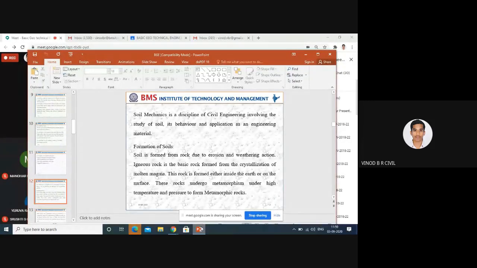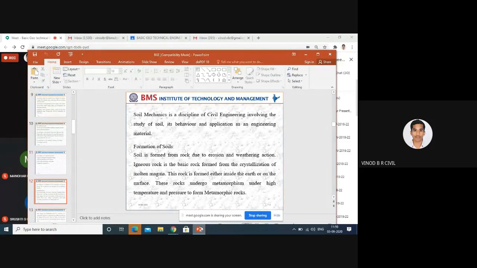And igneous rock is the basic rock. Granite is a good example of igneous rock, as you already studied in the third semester applied geology subject. Igneous rock is formed from the crystallization of molten magma. This rock is formed inside the earth. Under high temperature and pressure, the rock undergoes metamorphism and forms metamorphic rock.